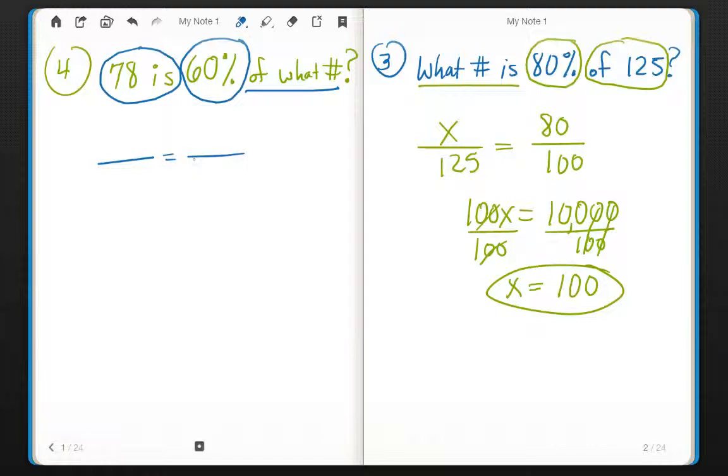So, Max Telfer, what would the proportion look like? Would it be 78 over x and 60 over 100? Very good. And then we'll do our cross products. 60x equals 7,800.